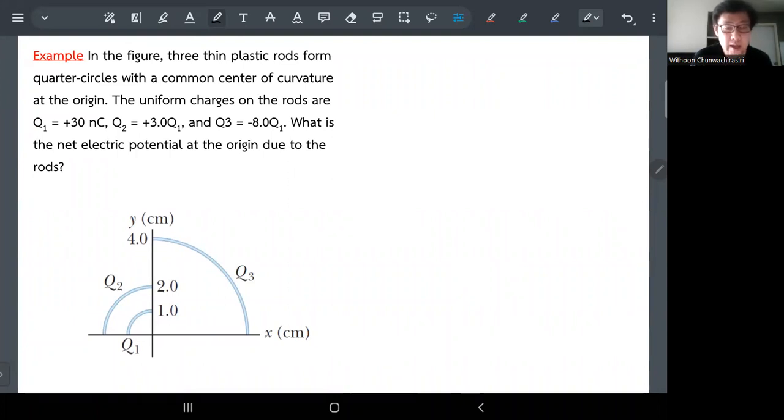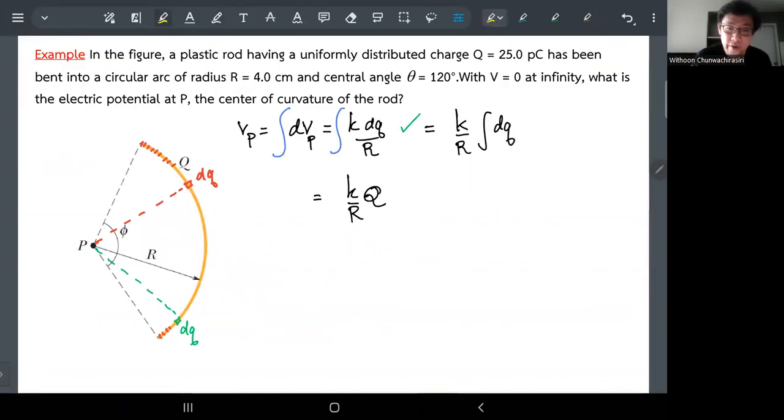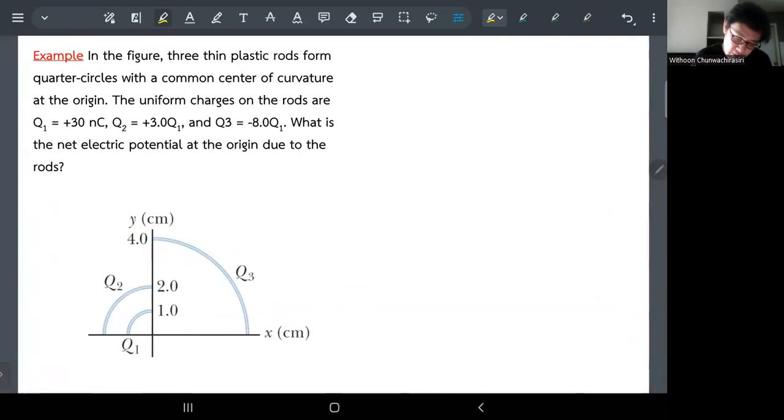All right, so everything is good there. And now you have uniform charges on the rods, Q1, Q2, and Q3 are given. What is the net potential at the origin? Can you see how to do this right away? Well, this is not bad because we just did this arc problem. It's as simple as K Q over R, where Q is just the charge on that rod or arc. Over here, you have Q1 with radius 1, you have Q2 here with radius 2, and you have Q3 there with radius 4.